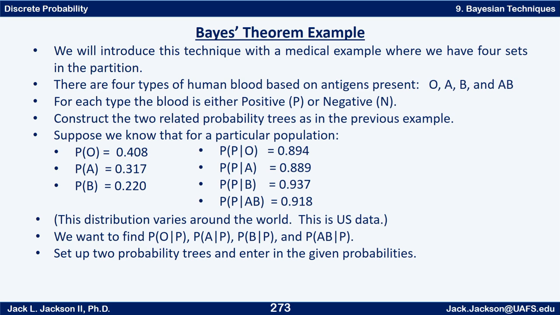States. Now suppose we want to flip this around, and what we want to find is, given that we know it's positive, can we flip it around and do it this way? Find the probability that it's O given it's positive, or the probability that it's A given positive, or B given positive, or AB given positive. So let's set up two trees and a contingency table and put in the information we know. See if you can go ahead and do this on your own now. Press pause.